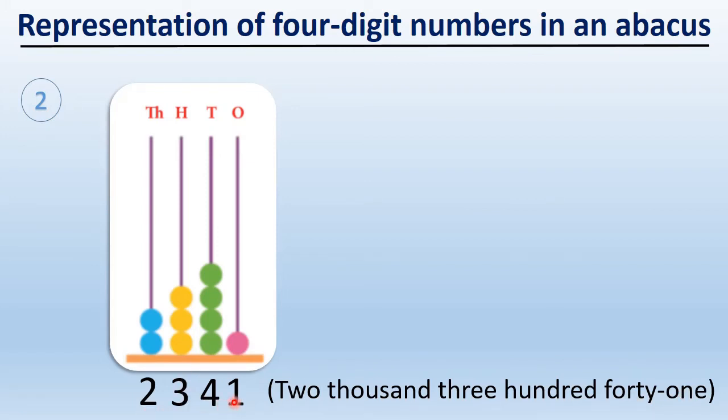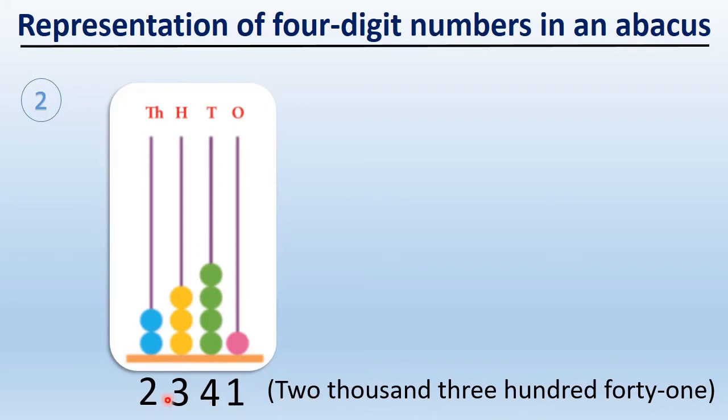2341. Along with learning the representation of numbers on an abacus, you should also learn the 4-digit numbers and the number names also. So how to write which number, what the number names are, or how to write numerals in words, you should also learn that here. So if we wish to represent the same number using beads, how do we represent?